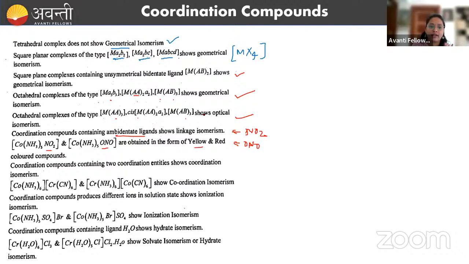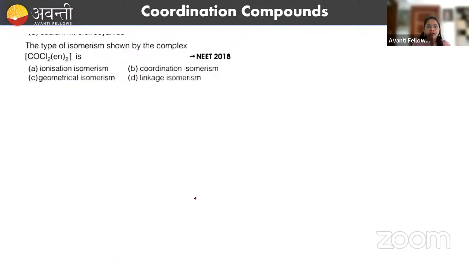They are linkage isomers of each other obtained in the form of yellow and red color. तो इन दोनों के कलर कौन से? येलो और रेड. कोऑर्डिनेशन कंपाउंड्स कंटेनिंग टू कोऑर्डिनेशन एंटिटीज शो कोऑर्डिनेशन आइसोमेरिज्म. देखो मैंने आपको यहाँ पे एग्जांपल दे दिए हैं. ये भी आयोनाइजेशन दिखाता है और ये सॉल्वेंट दिखाता है. ठीक है, next, tell me the answer. The type of isomerism shown by this complex will be.